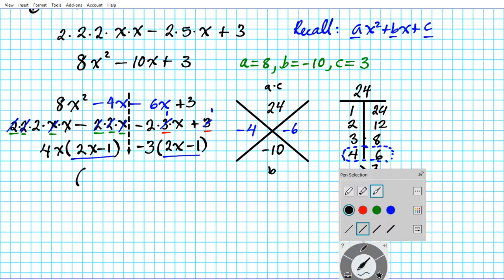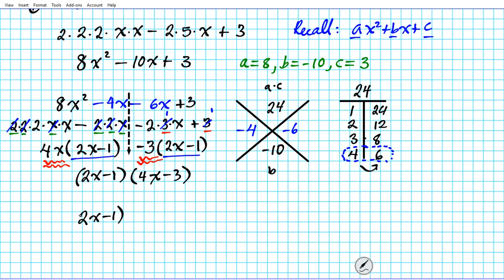So what we're going to do is pull these two common factors out. We have the quantity 2x minus 1, and then 4x and negative 3 will be grouped into their own parentheses. So we have 4x minus 3. Okay? So the factored form, the desired result, is 2x minus 1 times 4x minus 3. Now the question is, is this answer correct?